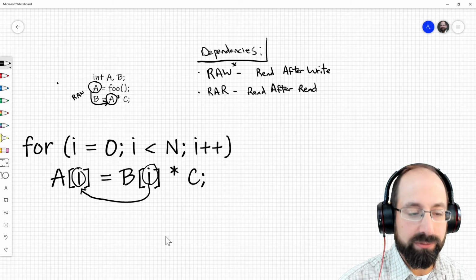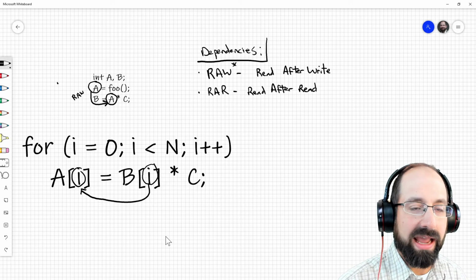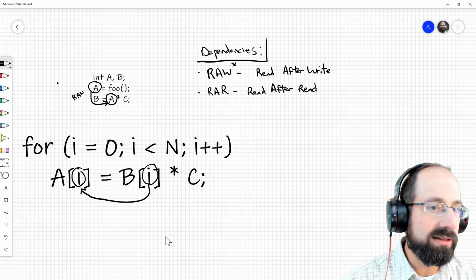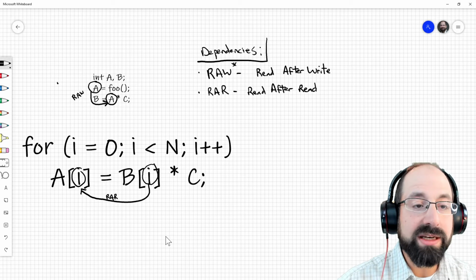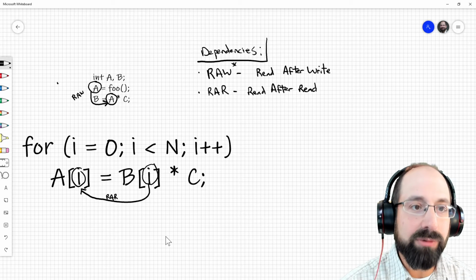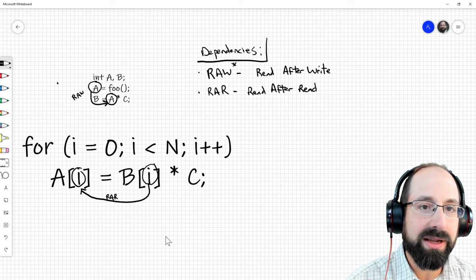There's going to be a lot of read after read dependencies here because this is a loop, right? And because it's a loop, this is going to get ugly pretty quickly. We could label that as a read after read dependency. Every time we use I, there's a dependency there. So we can start with just circling all the I's here to begin with.